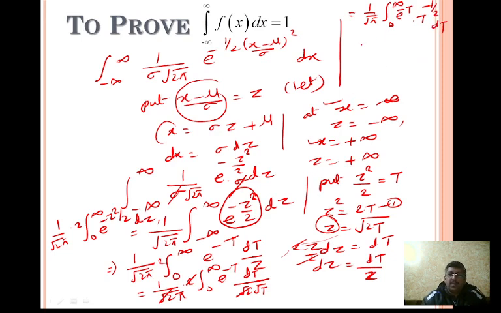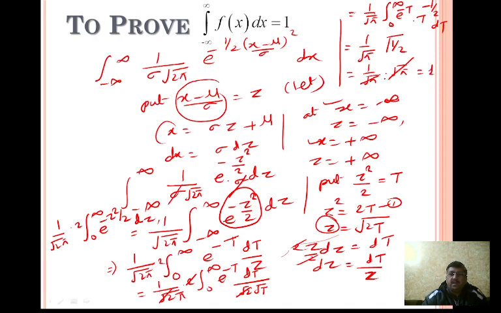Is this clear, my dear student? And this is nothing but a gamma function. So this can be written as 1 upon square root of pi, and this entire one can be written as gamma half, right? And the value of gamma half is root pi.